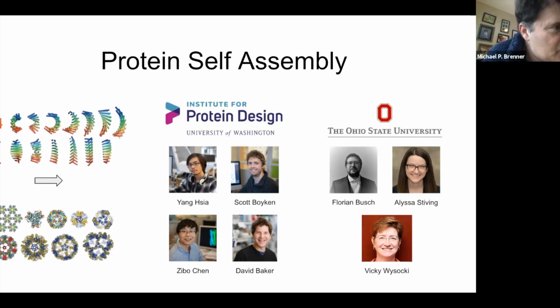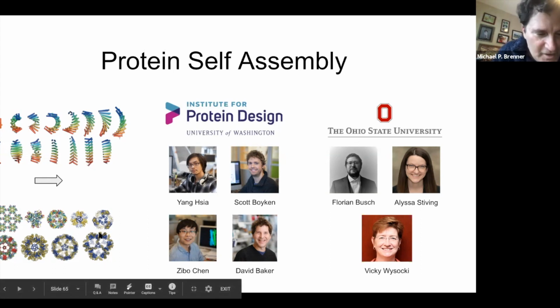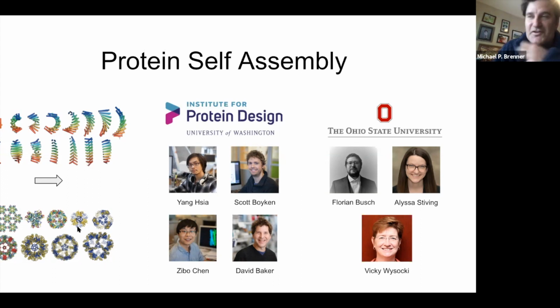Like, for example, flu vaccines. For a while, he was talking about the universal flu vaccines. But there are always assembly problems when one does this, because you design the interfaces, you put them in solution, and then you get lots of crap out that's not what you wanted.